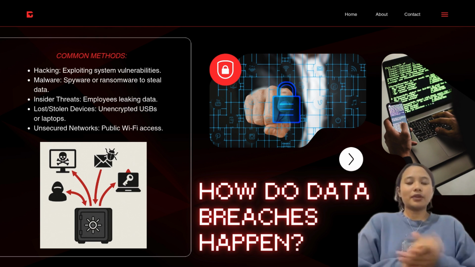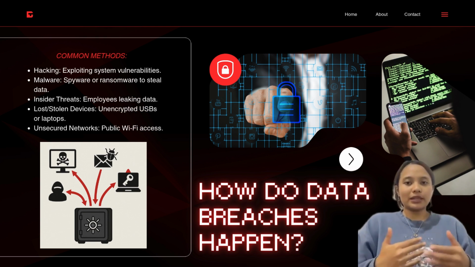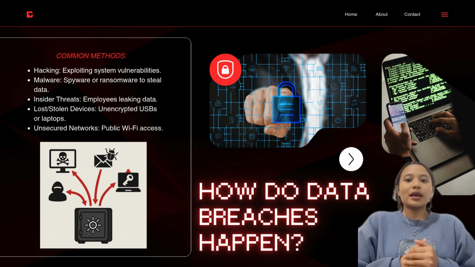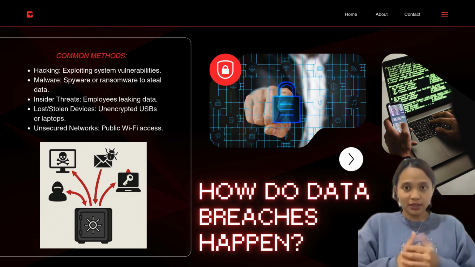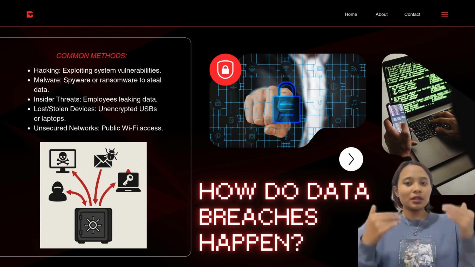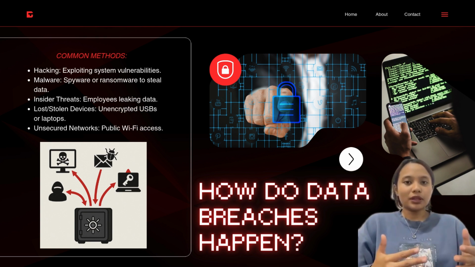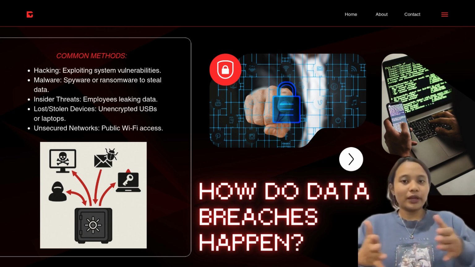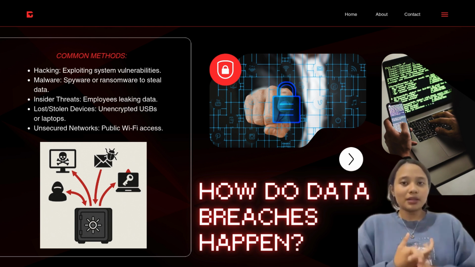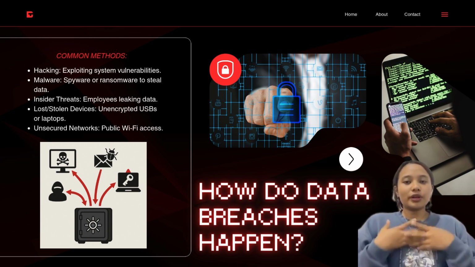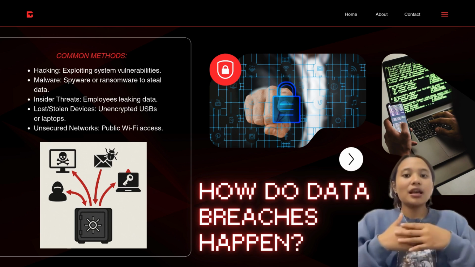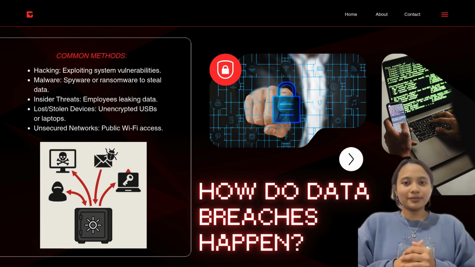Number five is lost or stolen devices like unencrypted laptops or USBs. Number six is unsecured public Wi-Fi that can be used by attackers to intercept communications. Think of your data like a vault. Hackers can try to find any way in: email scams, broken locks, or even someone accidentally leaving the door open.